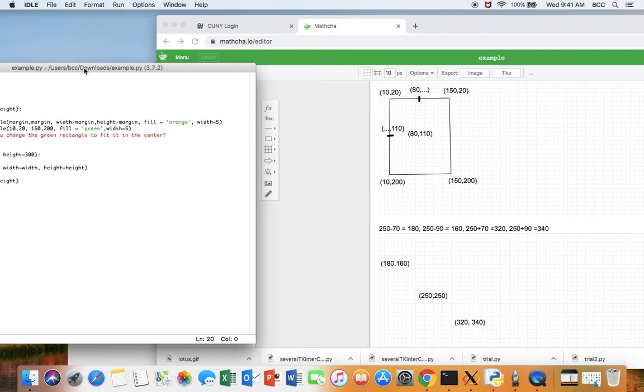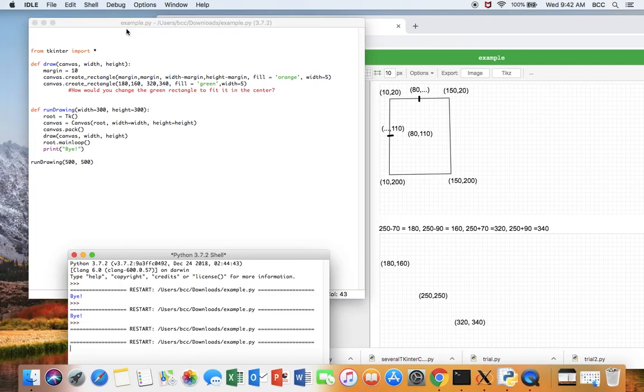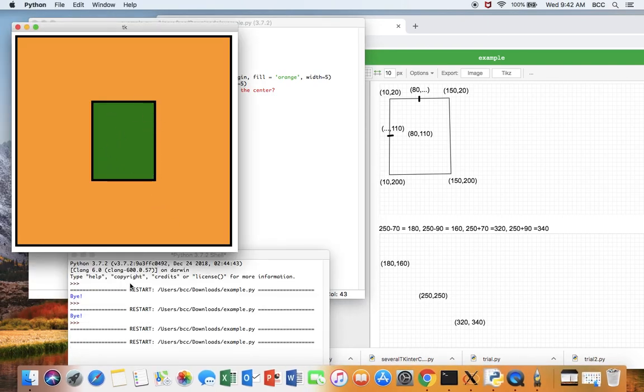So I will change this to 180, 160, and this point to 320, 340. All right. Now run it. There you go. It's centered now.